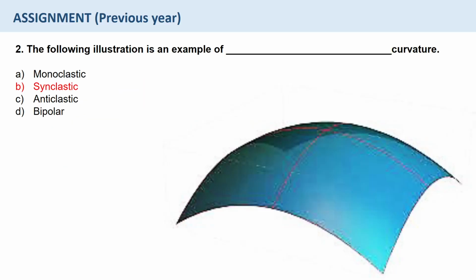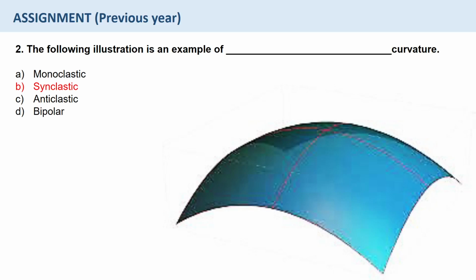originated. So the answer is, because this surface has two curvatures but both of the curvatures are in the same direction, it is synclastic. So the following illustration is an example of synclastic curvature.